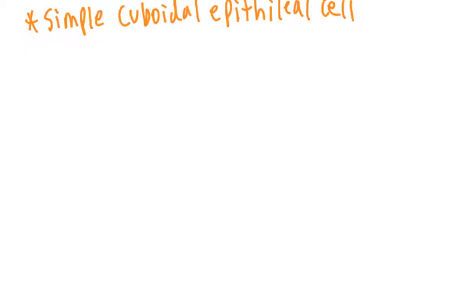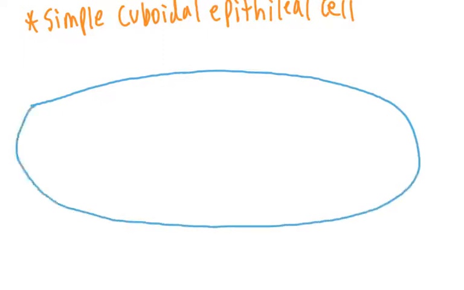Let's say we have a ventricle here, and we're talking about the lateral ventricle. So let's draw the lateral ventricle here. We're going to see these simple cuboidal epithelial cells with a nucleus and DNA, with hair-like projections called cilia. And we're going to see these cells lined throughout the ventricles of the brain.